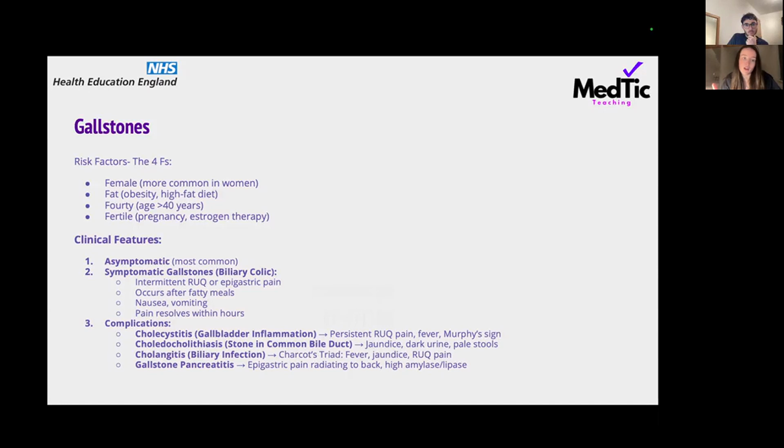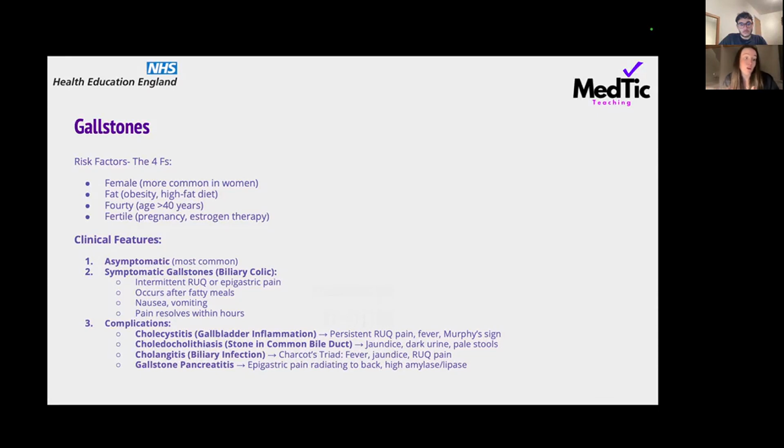So we call that biliary colic. It would present in an OSCE or a multiple choice scenario with somebody who's presenting with very acute right upper quadrant pain that can sometimes be epigastric in nature as well. And the classical symptoms would be that it's after eating a fatty meal, it makes them feel nauseous, makes them vomit, but it also resolves within a few hours of eating. And it's generally that association with eating fatty meals that should ring alarm bells for it.